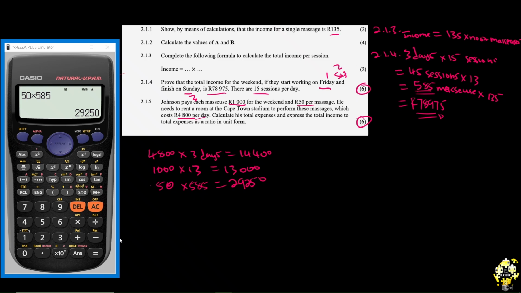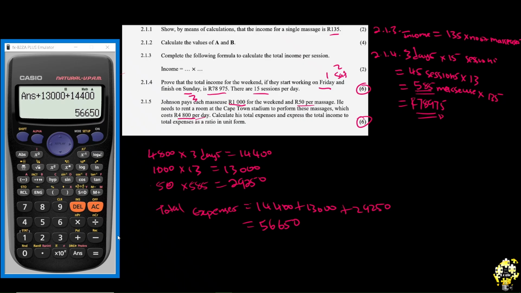So let's total costs or total expenses. We are going to say 14,400 for the place, 13,000 which must go out to the masseurs, plus 50 rand per massage. Let's see, 29,250 is already here. 13,000 we can put here, and 14,400 we can put here. We actually see that it's 56,650.